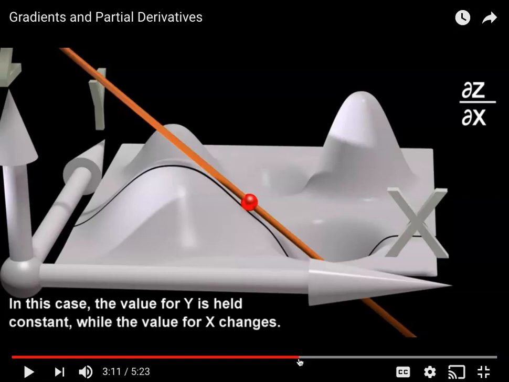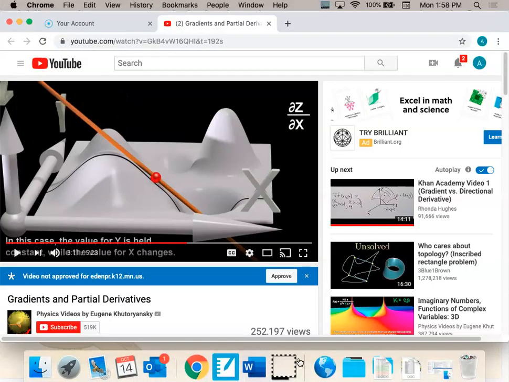And then if you do partial z, partial y, you can find the slope of the function at any point parallel to the y-axis. And then if you put them together, you get this magical thing called the gradient. And that gradient actually, no matter what, always points in the direction of steepest ascent or steepest descent on the graph.